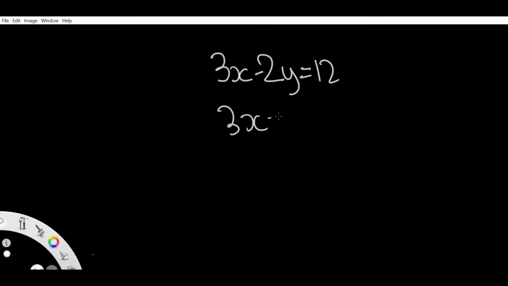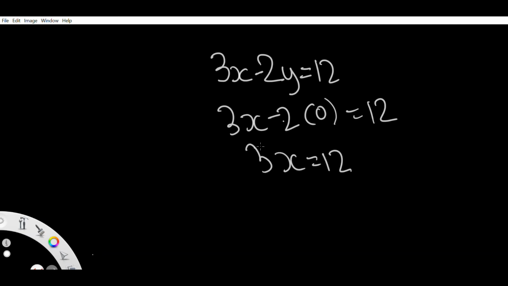So first, let's look at finding intercepts from functions. Suppose we have the following function, 3x minus 2y is equal to 12. To solve for the x-intercept, we need to substitute y with 0. So 3x minus 2 times 0 is equal to 12, and negative 2 times 0 gives us 0. So it simplifies to 3x is equal to 12. Divide by 3 and you get x is equal to 4. So the x-intercept is equal to 4.